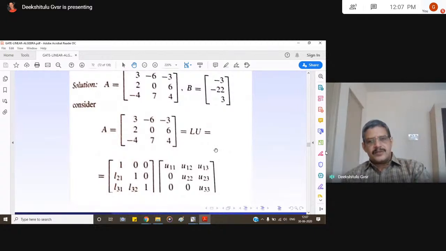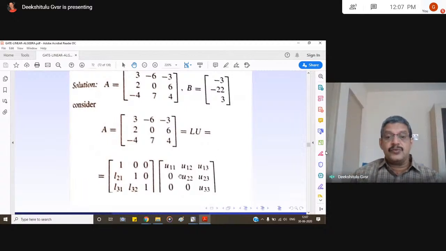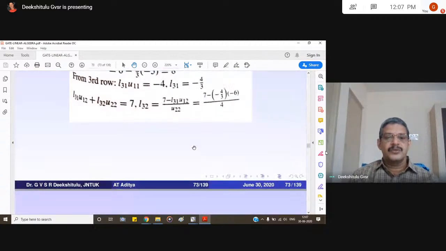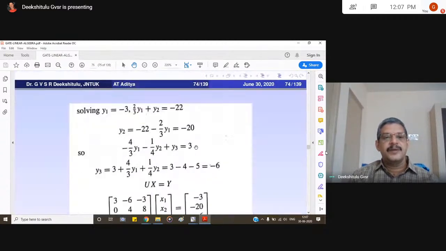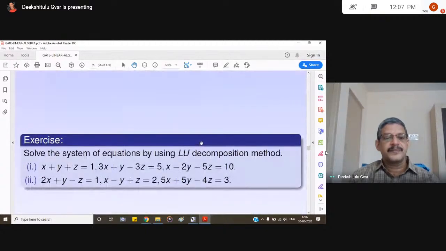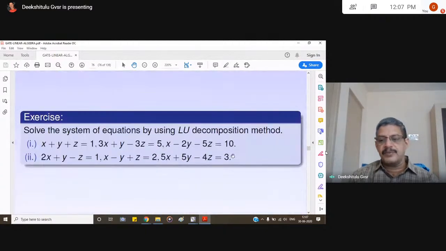Like this, we consider unit diagonal elements, ones along the diagonal elements of L, and then using those ones we get U11, U12, U22, and so on and so forth. So this is the LU decomposition method. Exercise problems on LU decomposition method.